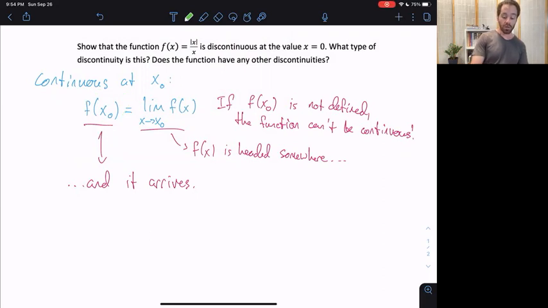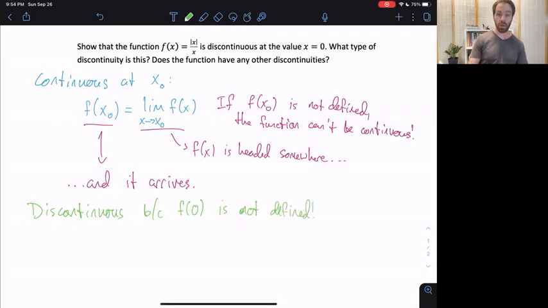So the function is discontinuous because f of 0 is not defined. This is an easy one. But now we get to a little bit of a tougher question. What type of discontinuity is this?